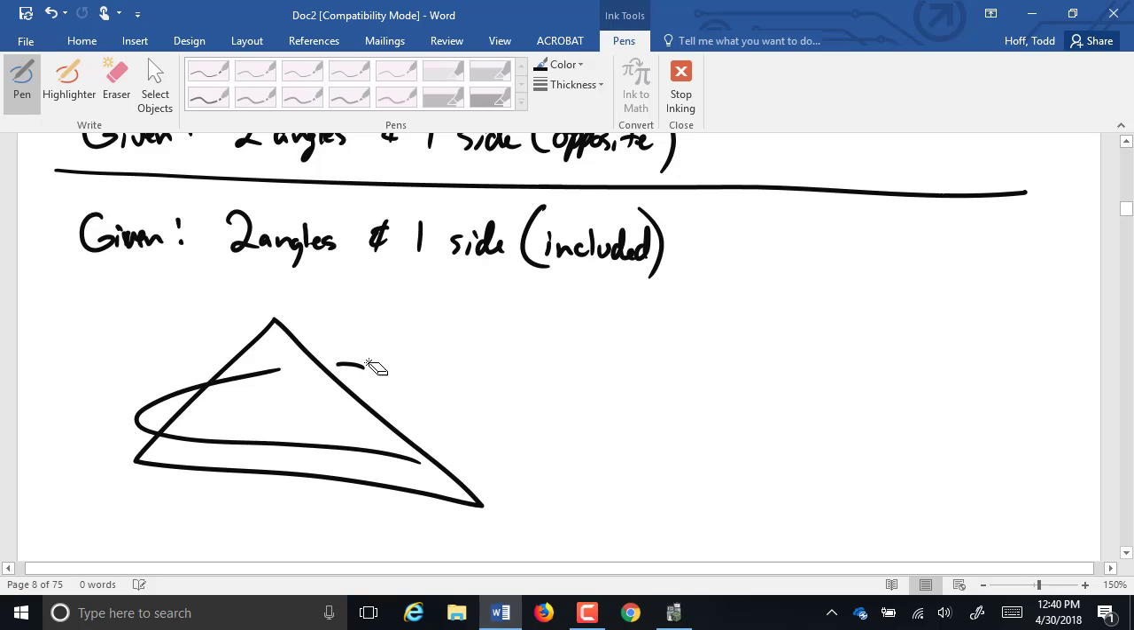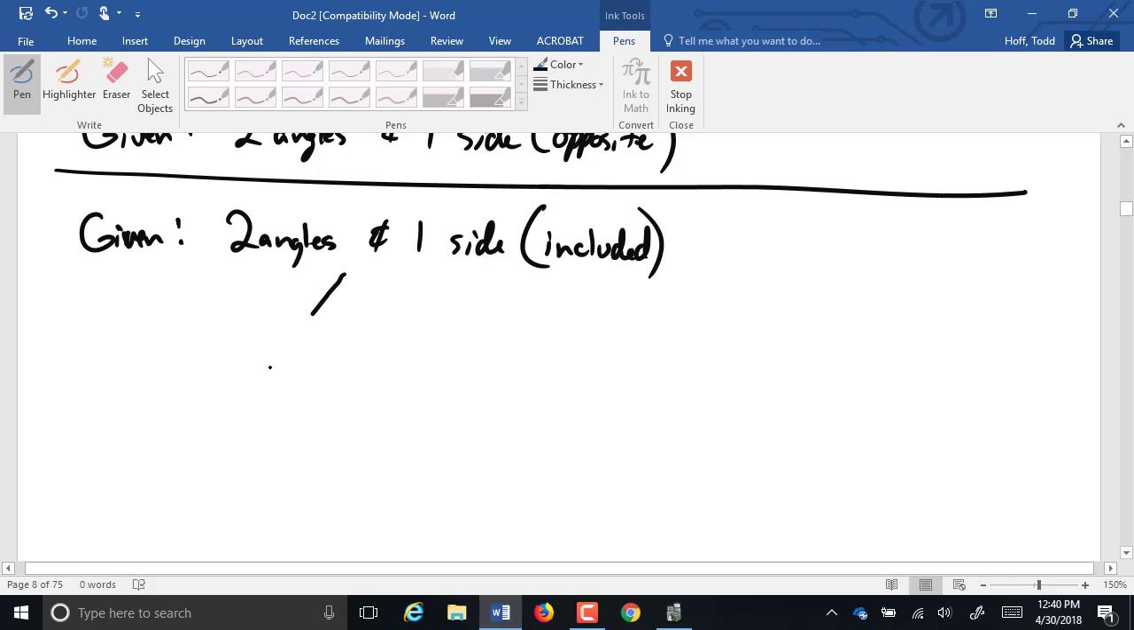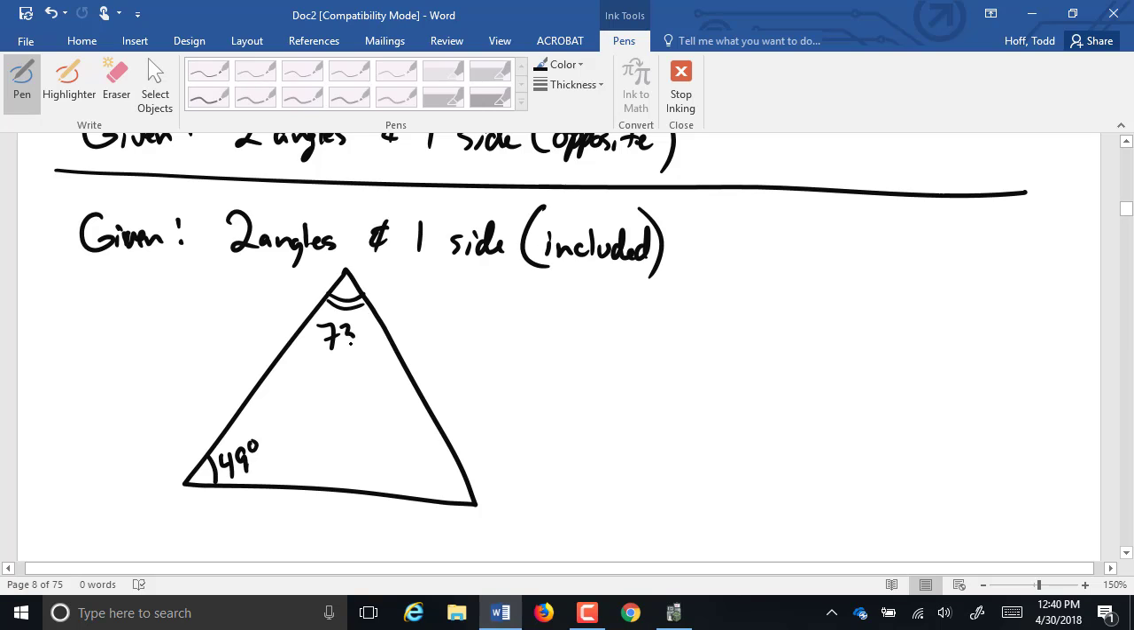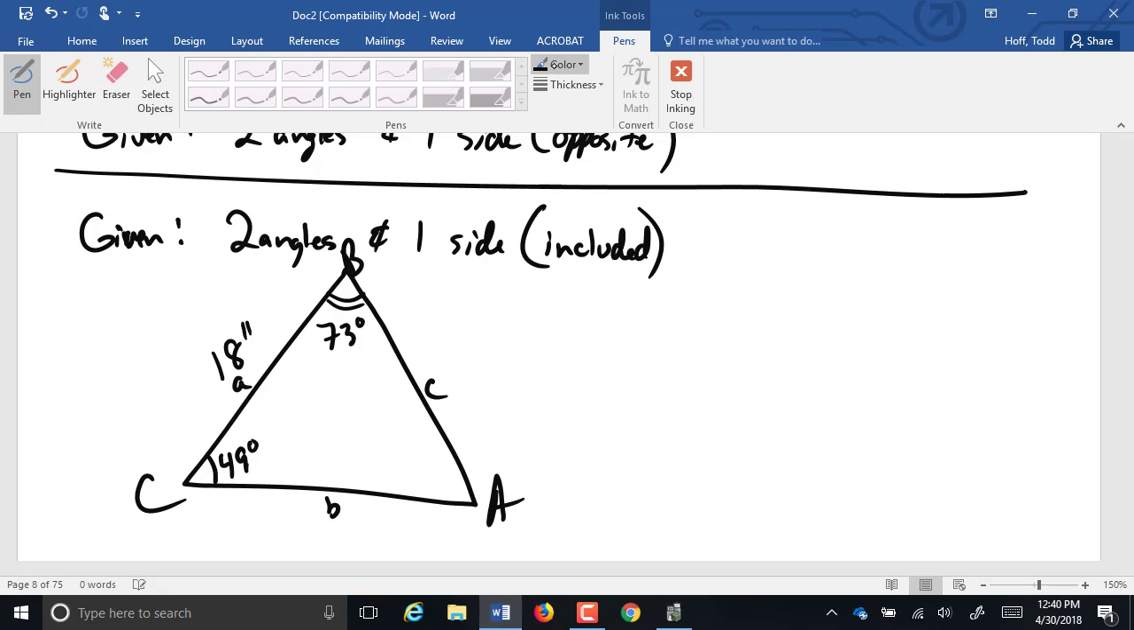Wow, I drew that really poorly. So let's make that 18 inches. Let's say we have this. I'm going to label it A, B, C, little a, little b, little c.